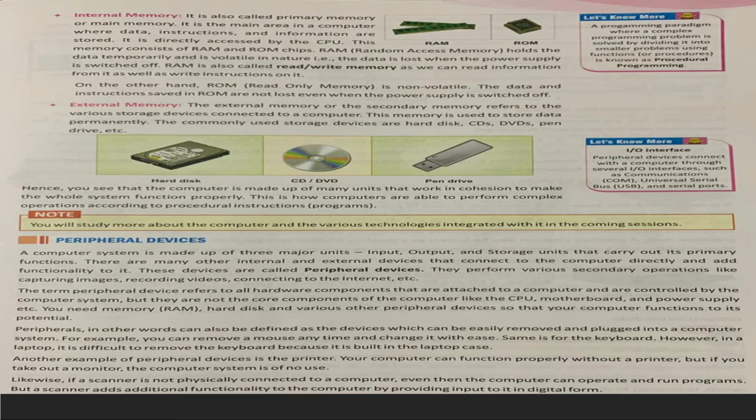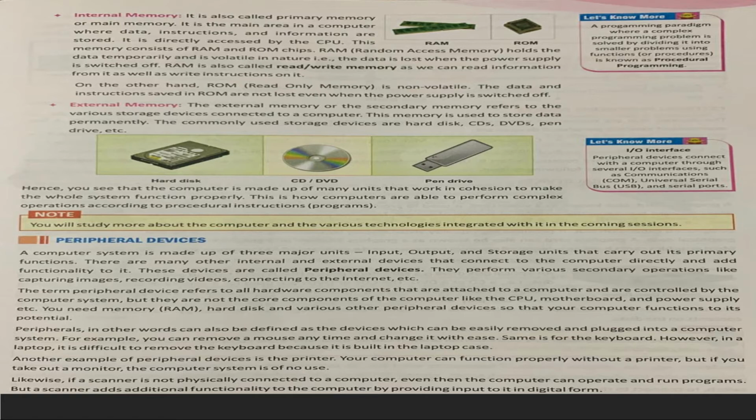There are many other internal and external devices that can be connected to the computer directly and add functionality to it. These devices are called peripheral devices. A scanner, you can say, is a peripheral device. They perform various secondary operations like capturing images, recording videos, connecting ourselves to the internet, all these things.